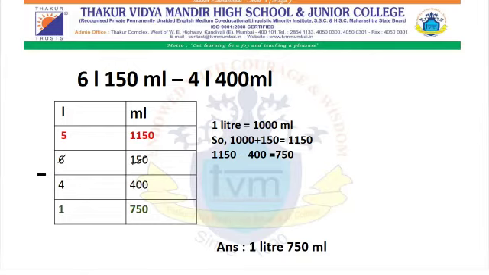Now how did 1150 come? Because you have borrowed 1 from liters. But here you have milliliters. So you have to convert 1 liter into 1000 milliliters. So 1000 plus 150 will give you 1150.